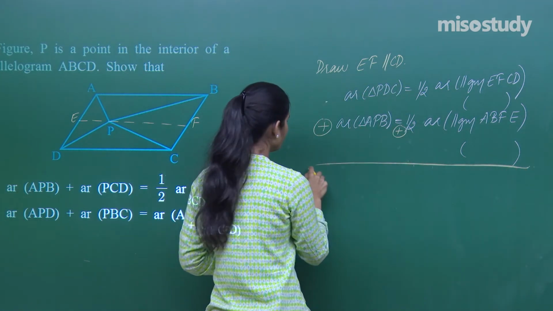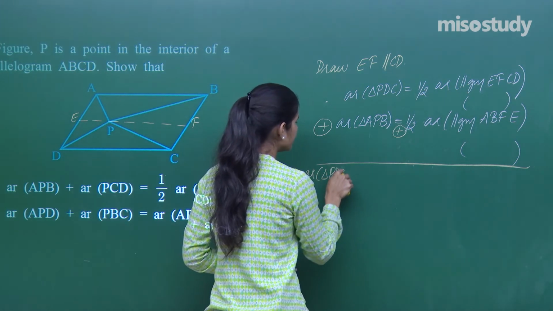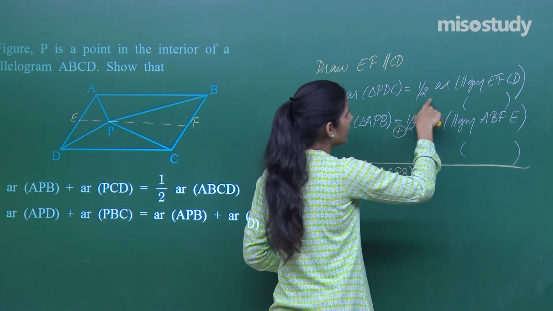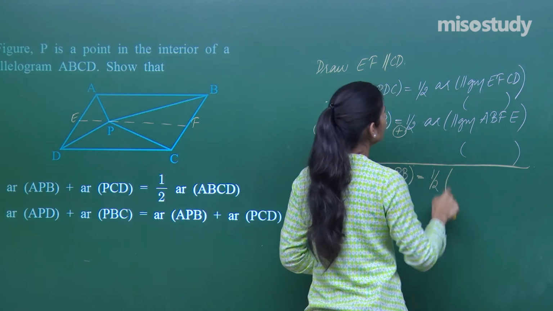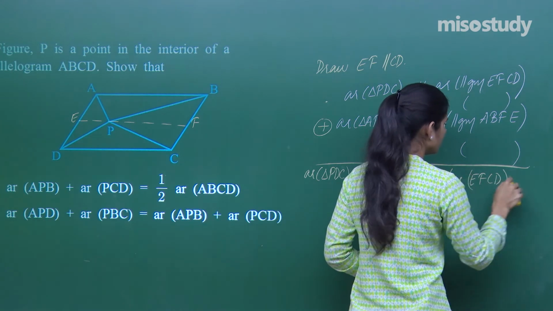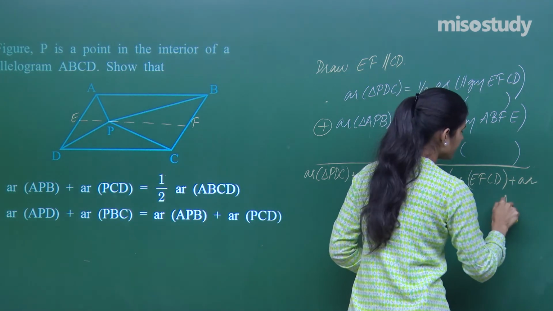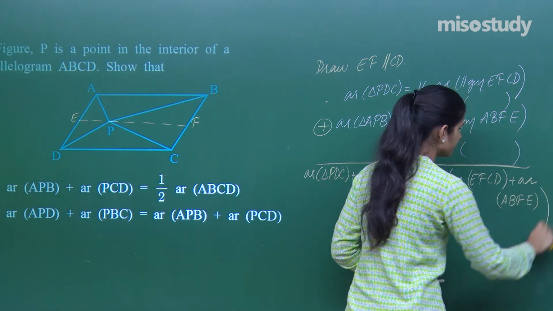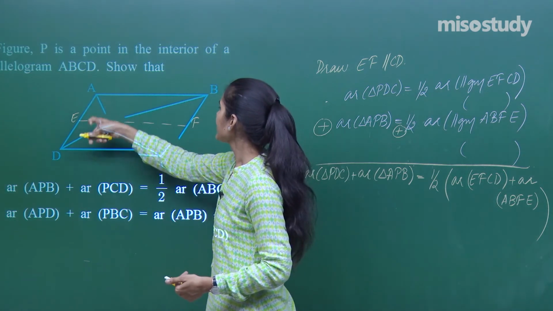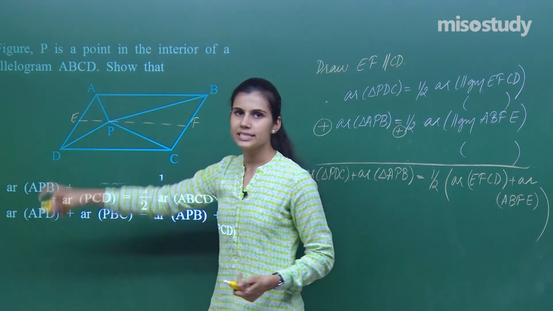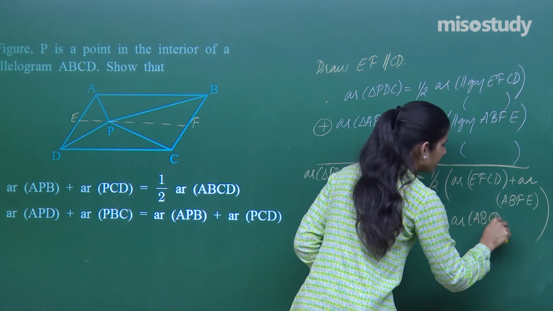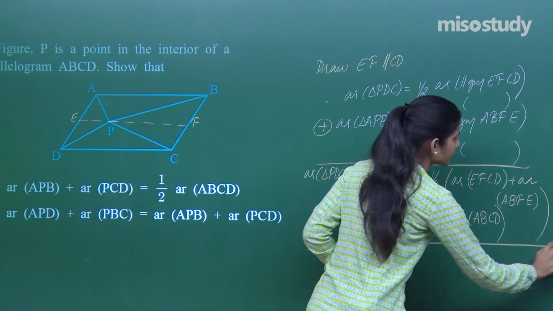what do I get? I get area of triangle PDC plus area of triangle APB is half of this plus half of this, half common, area of parallelogram EFCD plus area of ABFE, this parallelogram. What is EFCD plus ABFE? EFCD's area plus ABFE's area is the complete ABCD's area. So this is area of ABCD parallelogram, and you have shown your very first part.